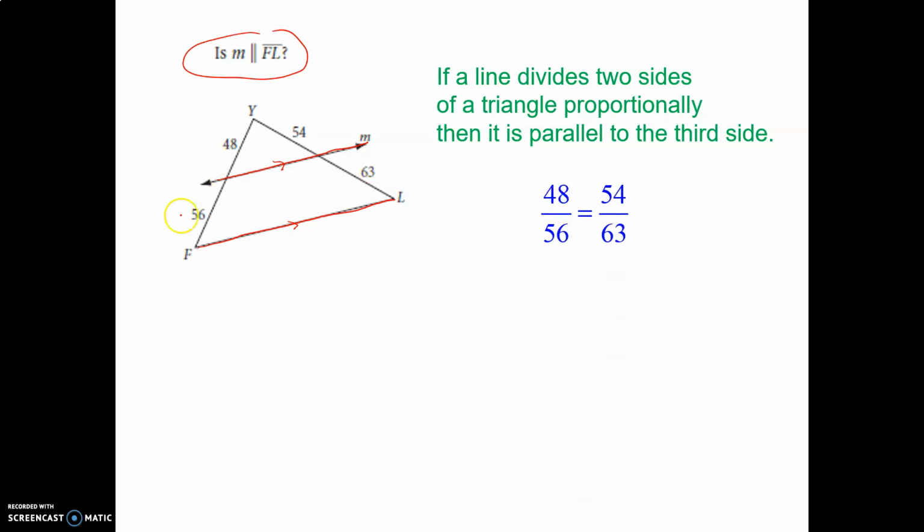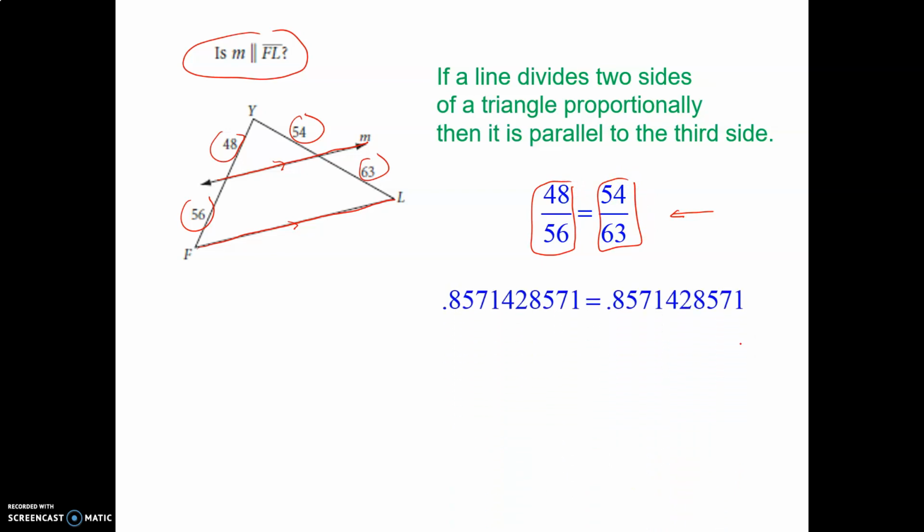I said, if I take 48 over 56 and say it's equal to 54 over 63, I should get a true proportion. So when I took my calculator, I divided these two numbers, and then I divided these two numbers. I also could have cross-multiplied to get the same numbers on each side, but I divided, and I got these two values, which are identical. So therefore, line M is parallel to that line segment FL.